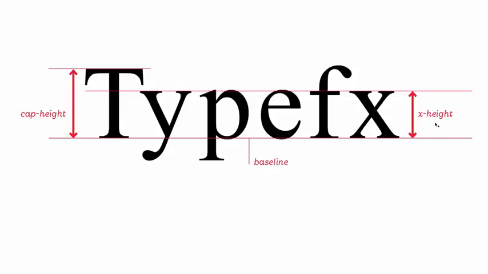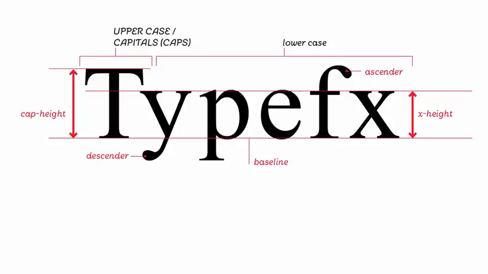Most lowercase letters share a common X height, and there's other measurements that we look at as well. If you look at the height of a capital letter, that's called the cap height. Now some letter forms have pieces that go above and below the X height. When they go above the X height, they're called ascenders, and when they go below the X height, they're called descenders.